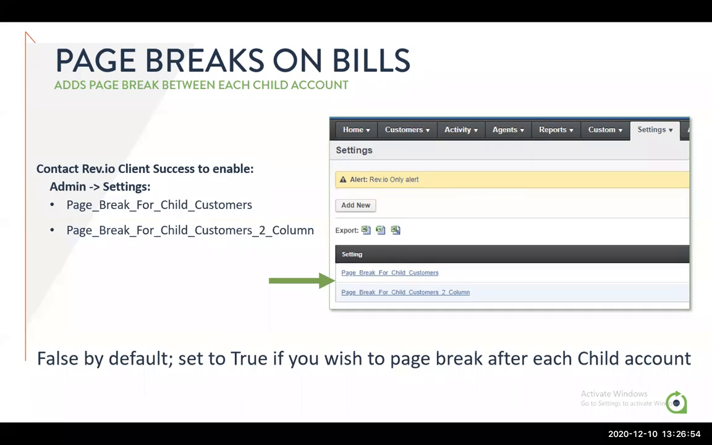If you want to turn on page breaks between child bills, you would just need to put in a ticket with our client success team, and they can handle that for you pretty easily. They'll turn on that option, and then it'll automatically put that page break between each child account on the parent's bill. It is set to false by default. So if you want to turn that on, just contact client success and put in a ticket with us, and we'll help you with that.